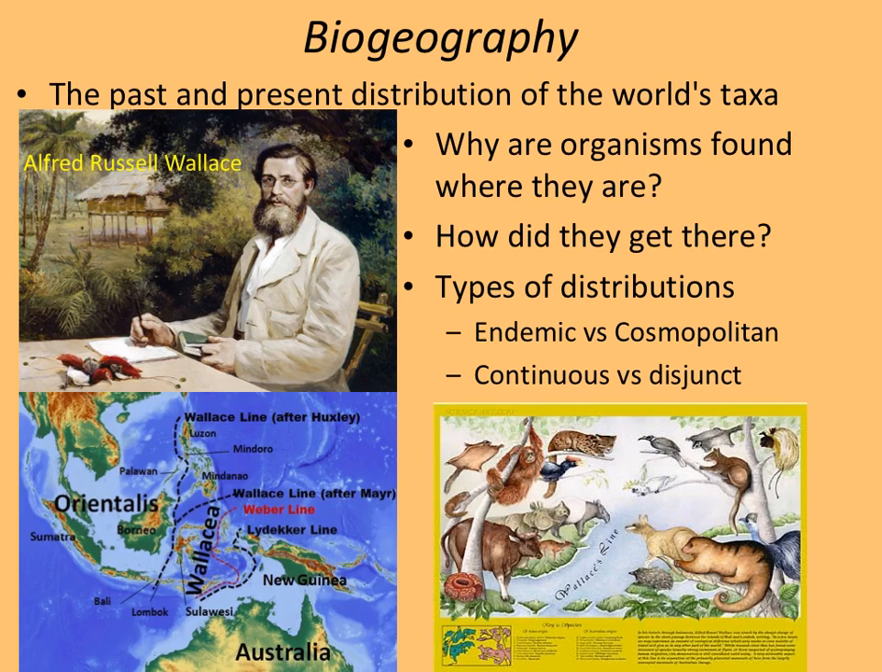Biogeography. Why are certain organisms found where they are? It's a big question. This is Wallace. He is the father of biogeography. And it turns out, so how did they get there? Well, a lot of times, all these different species in this one area are related because they descended from a single most common ancestor a long time ago.